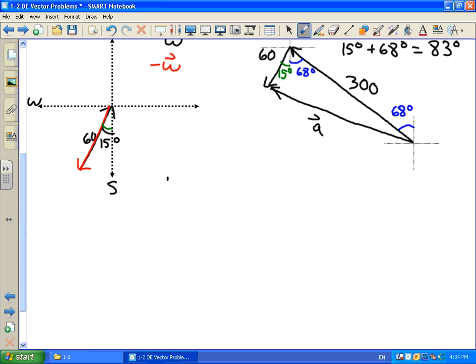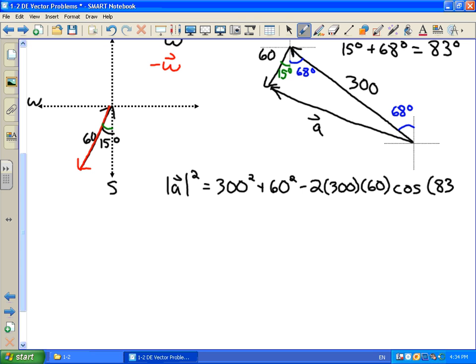So let's set this up here. The magnitude of A squared is going to equal 300 squared plus 60 squared minus 2 times 300 times 60 times the cosine of that enclosed angle, 83 degrees. So we can work all that out and find that the magnitude of that air velocity vector is going to be 298.685. So that's our airspeed.